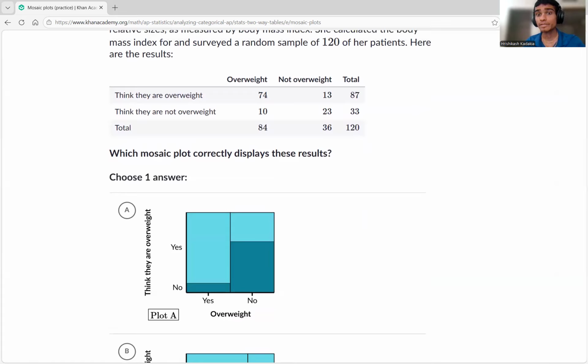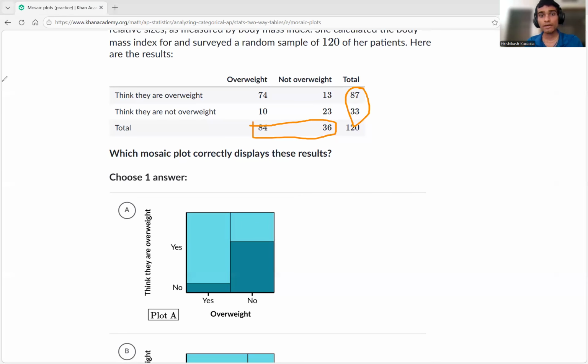So that means the bulk of the people should be overweight. I mean, you should be thinking they are overweight. Sorry. And then the bulk of the people, if you see overweight, they are also yes. So the bulk of the people are actually overweight, right? Because 84 and 36, if you see, and the bulk of the people even think they are overweight. So yes, that also matches.